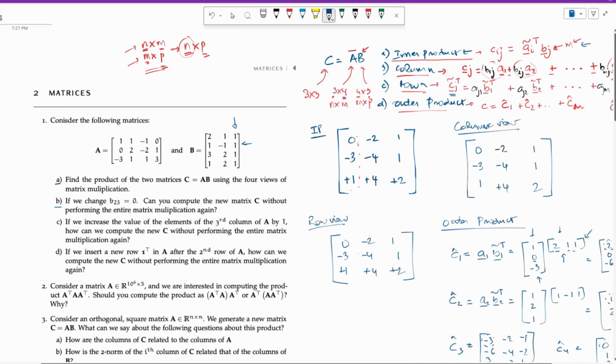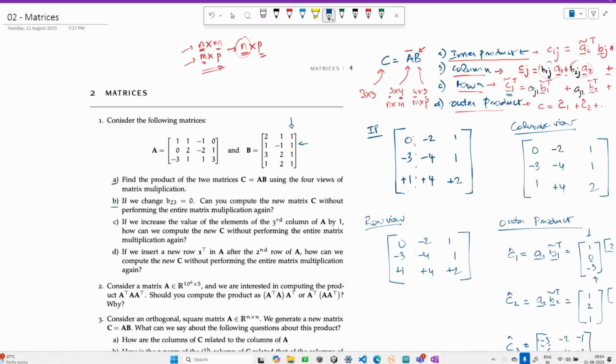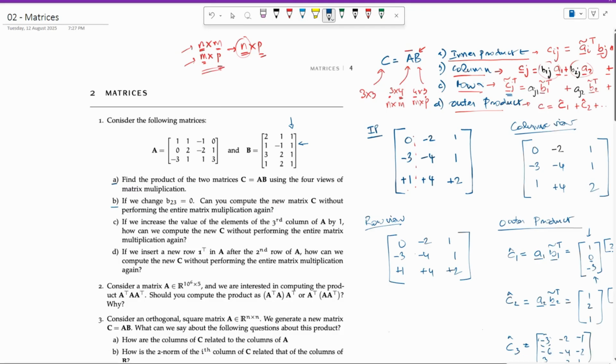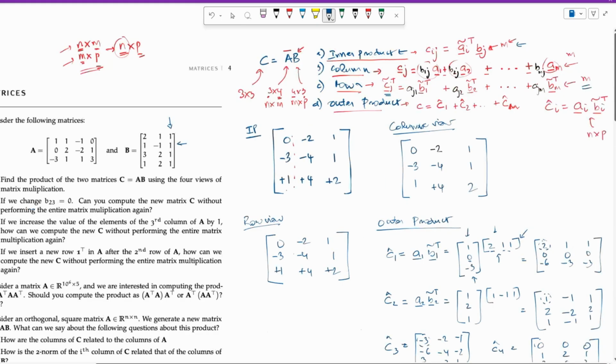The element that changed is in the third column of B. How does the third column of B impact the columns of C? Sorry? Or does the third column of B impact all the columns of C? Go back to what the column view says. Yeah, what is it? Exactly. It will only impact the third column of C.